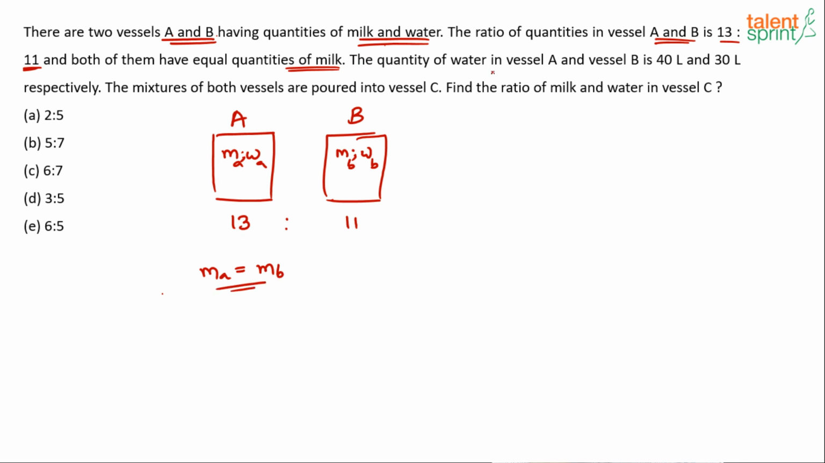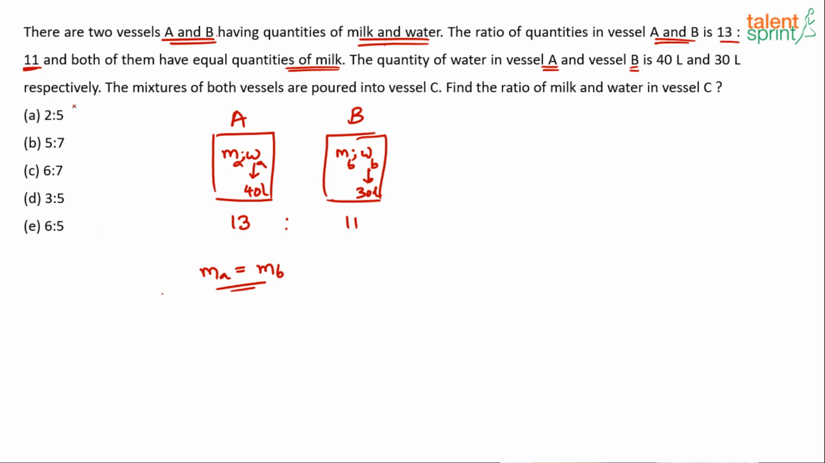Now the quantity of water in vessel A and vessel B is 40 liters and 30 liters respectively. This water here is 40 liters. This water here is 30 liters. We have been given the quantities of water also. Water in A and water in B is 40 and 30 respectively.